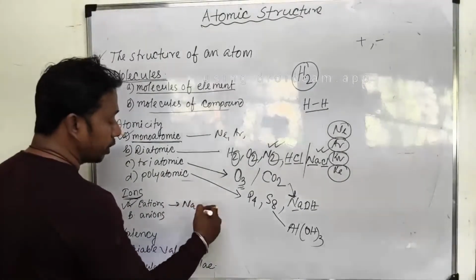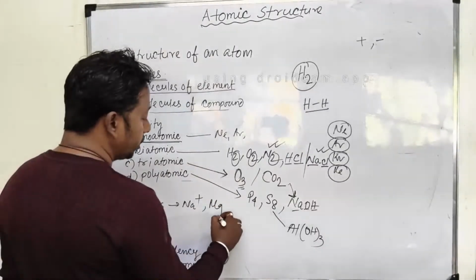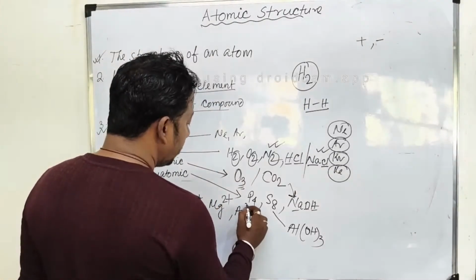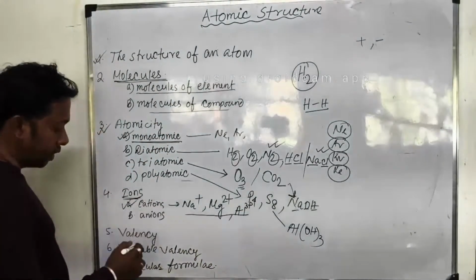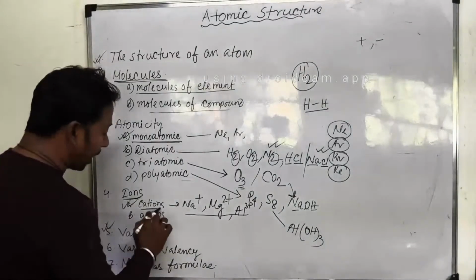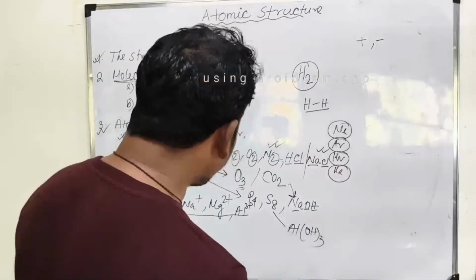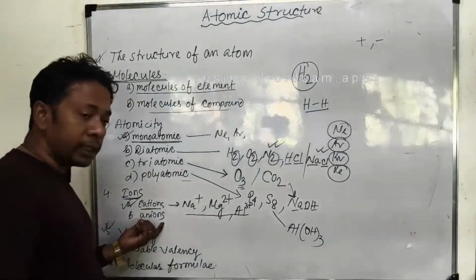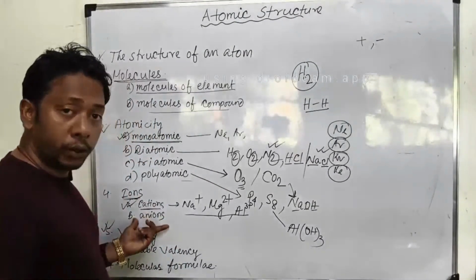Think about sodium. It releases one electron, it converts into Na plus. Magnesium releases 2 electrons, it becomes 2 positive. Aluminium releases 3 electrons, becomes 3 positive. Why it releases 3, 2, 1, I'll discuss in valency. So simply, cation means when a metal releases its electron, it becomes a cation. When a non-metal accepts electrons, it becomes an anion.